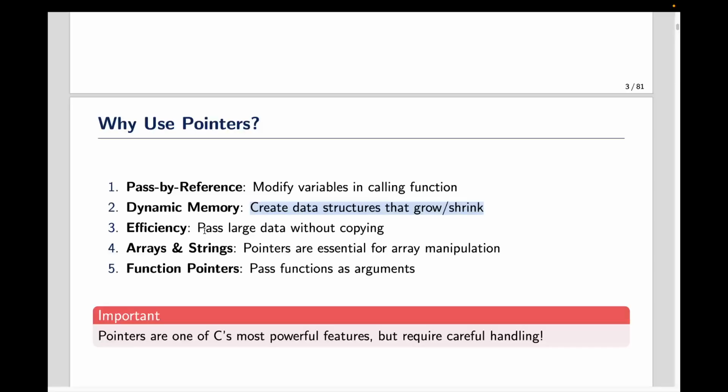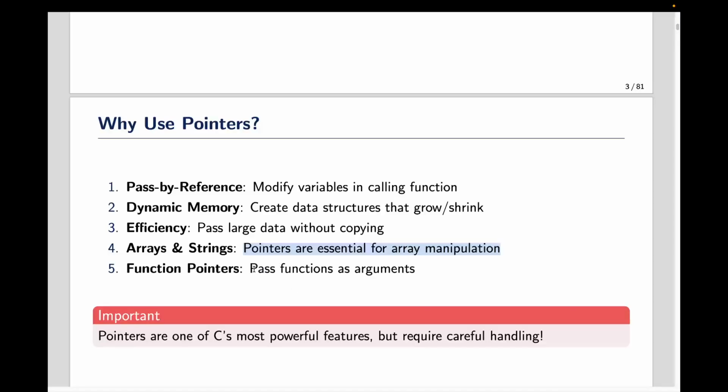Then efficiency: you can pass large data without copying. So if supposedly in a function you want to pass like 100 variables, and all the variables are in sequence, you just tell the address of one variable, the start of the variable address, with a pointer, and for the next 100 variables the function will automatically take care of itself. Pointers are essential for array manipulation. We'll talk about this in detail. I just told you, because arrays are numbered according to your index number, so they all are in series.